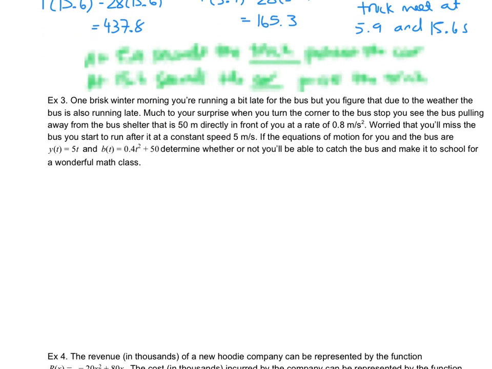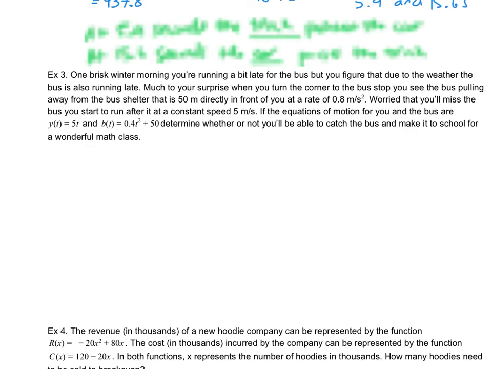All right. One brisk winter morning, you're running a bit late for the bus, but you figure that due to the weather, the bus is also running late. Much to your surprise, when you turn the corner to the bus stop, you see the bus pulling away from the bus shelter that is 50 meters directly in front of you at a rate of 0.8 meters per second squared. Worried that you'll miss the bus, you start to run after it at a constant speed of 5 meters per second.